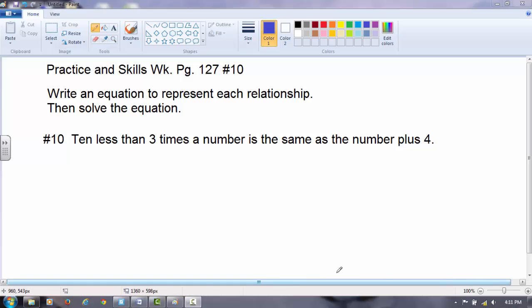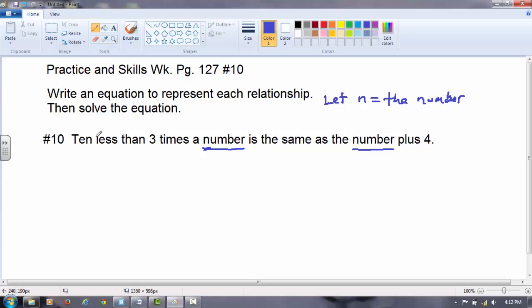Okay, so first thing we want to do on this problem is figure out the part we don't know. Well, the part we don't know is what the number is. So we have the number, and we're going to represent that with a variable. So let's do something called a let statement. So let n equal the number. Always good to go ahead and do a let statement just so we know what each variable represents.